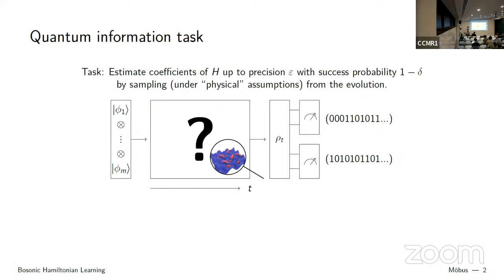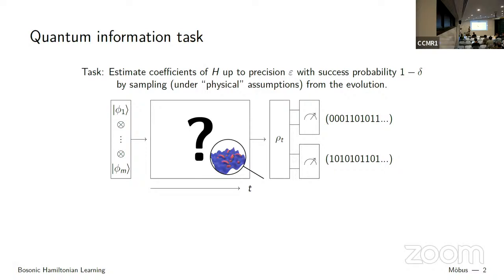Please continue. So, to shortly repeat: we have some input, we have some black box, we have some output, and a time we can adapt. Then we want to measure the output state and get some data. From the data, we want to learn the coefficients which define the Hamiltonian.